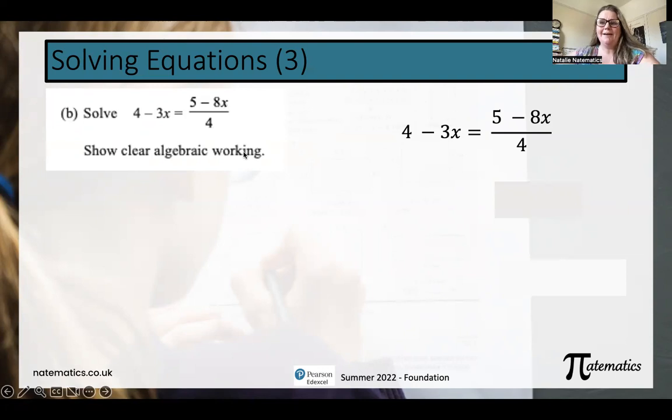But here, it's asking me to solve. Show clear algebraic working. What that means is you cannot just sit there for 5 minutes and think, right, well, if x is 2, I've got 4 minus 6, which is minus 2. If I put that number in on the other side, do I get the same answer?